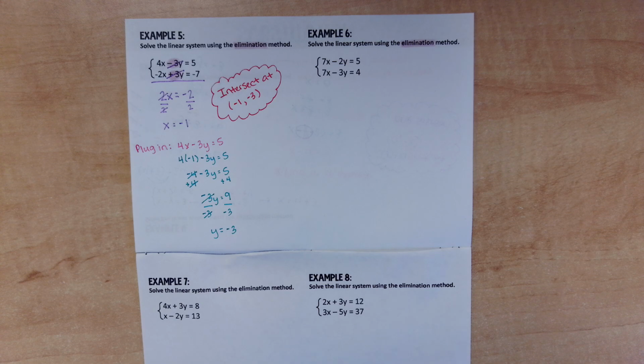The part that makes elimination difficult is you can manipulate the system. And what I mean by manipulate the system is I can actually turn one of those 7x's negative. So here, if I can get my words right, here's how it works.